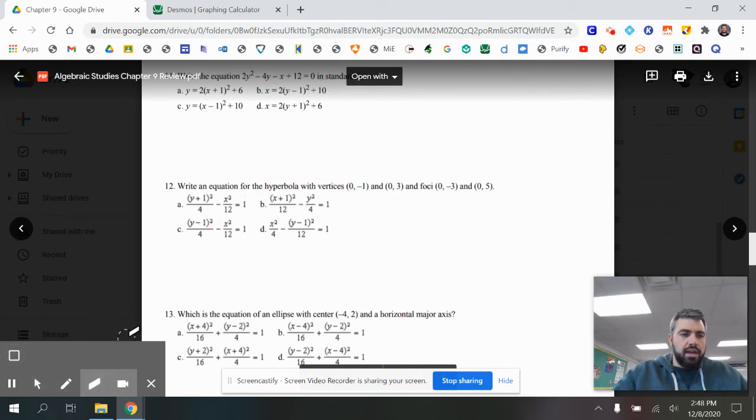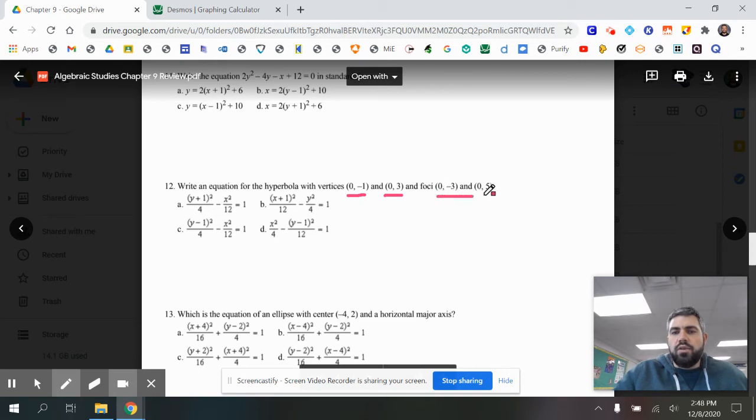All right, let's look at number 12. It says write an equation of a hyperbola with vertices 0, -1, and 0, 3 with these foci right there. Okay? So first off, if we know that those are our vertices, we can figure out our center. So our center is going to be the midpoint of those two.